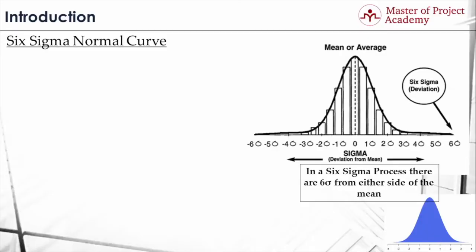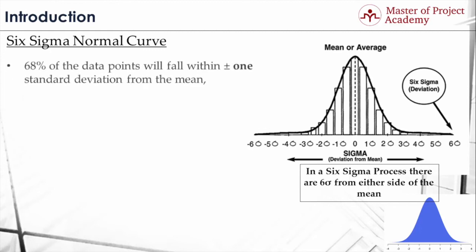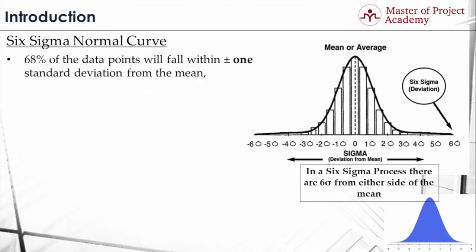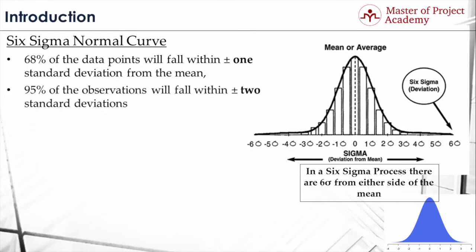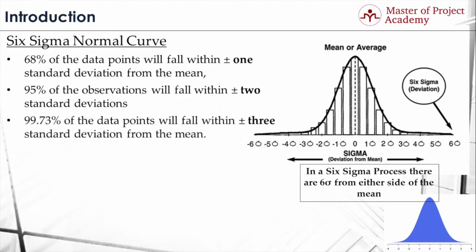Six Sigma normal curve. Now, let's recall the empirical rule of standard deviation again. This slide talks about an extension to the same rule. The rule is 68% of the data points will fall within plus or minus 1 standard deviation from the mean. 95% of the observations will fall within plus or minus 2 standard deviations. And 99.73% of the data points will fall within plus or minus 3 standard deviations from the mean.